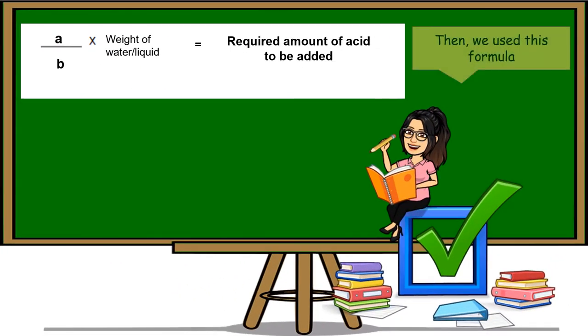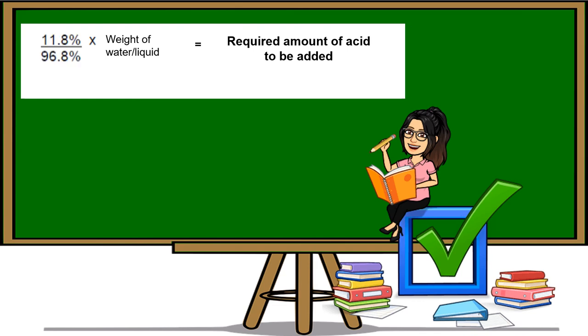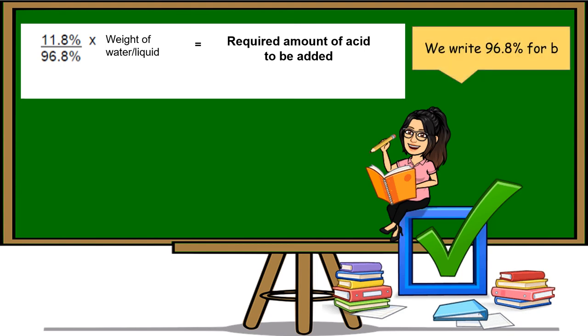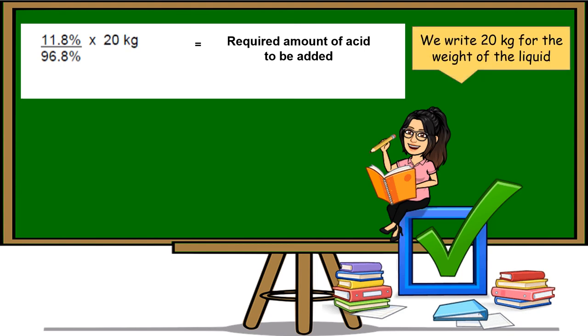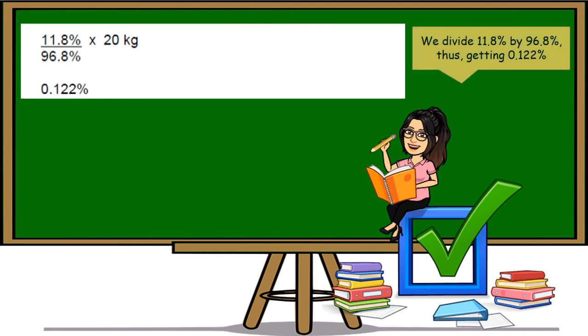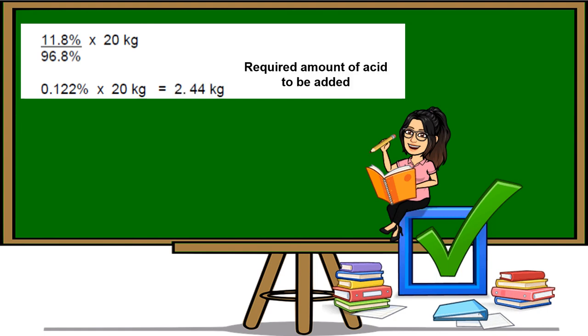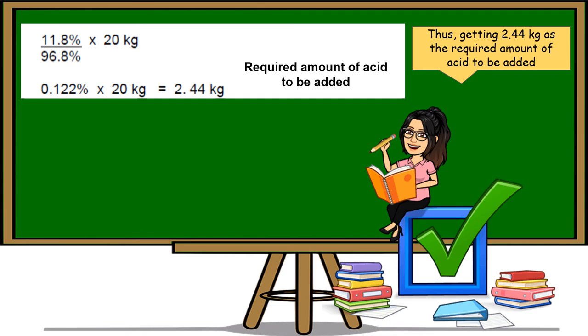Now we will use this formula. We write 11.8% for A and 96.8% for B. We write 20 kilograms for the weight of the liquid. We divide 11.8% by 96.8%, thus getting 0.122. Then we multiply the answer 0.122 by 20 kg. Thus, getting 2.44 kg as the required amount of acid to be added.